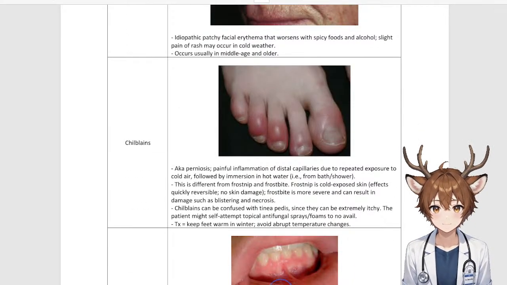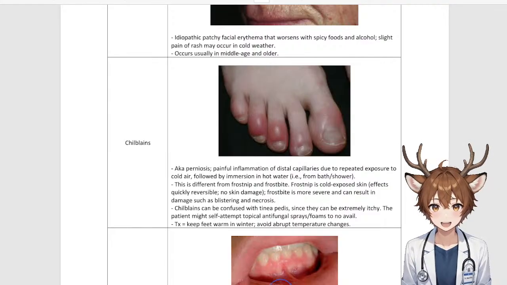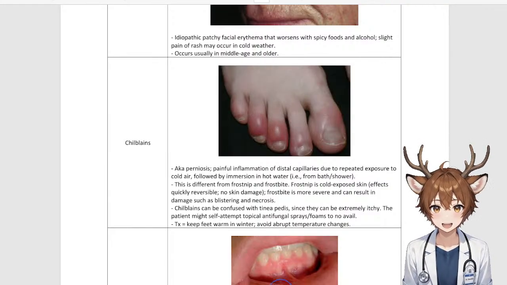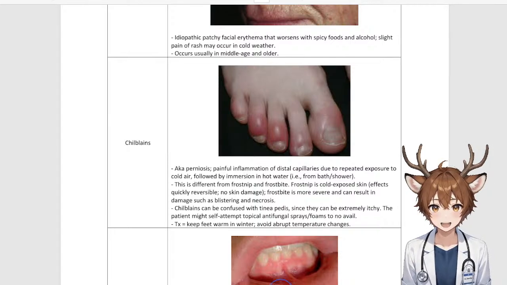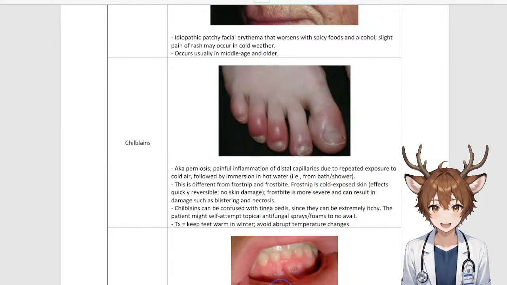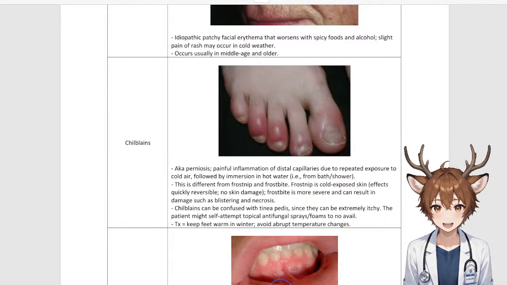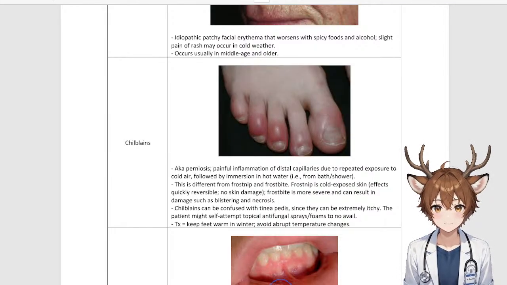Chilblains, aka perniosis, painful inflammation of distal capillaries due to the repeated exposure to cold air, followed by immersion in hot water from bath or shower. This is different from frost nip and frostbite. Frost nip is cold exposed skin, affects quickly, reversible, no skin damage. Frostbite is more severe and can result in damage such as blistering and necrosis.